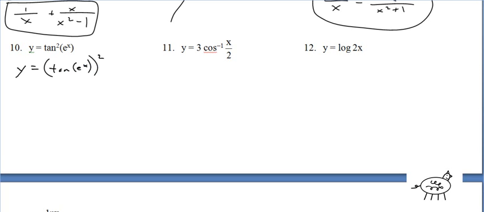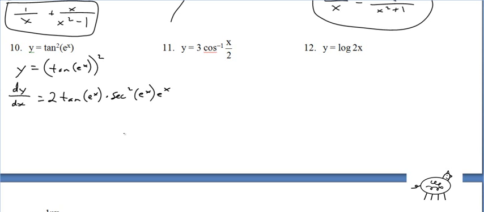All right, so then I'm going to just use the power rule here. So dy dx, the 2 comes in front, so it's 2 tangent of e to the x. Right, and then I'm going to work my way in. What's the derivative of tangent? It's times secant squared of e to the x. And then I keep working my way in. What's the derivative of e to the x? It's e to the x. Okay, so really, this is my answer.